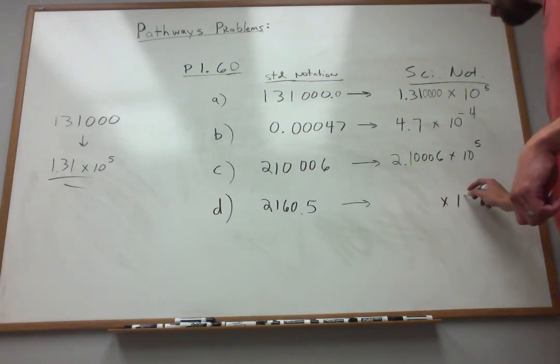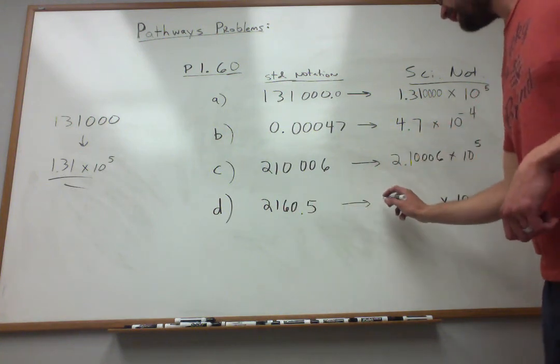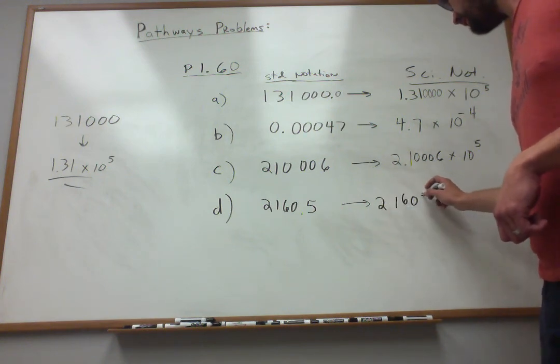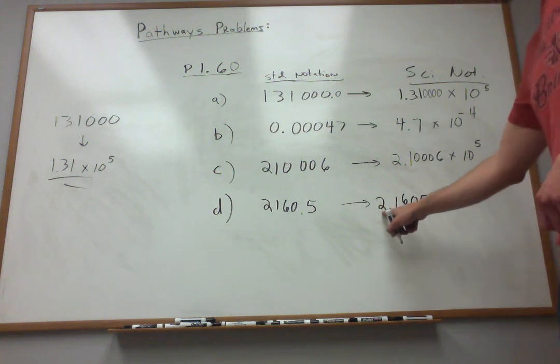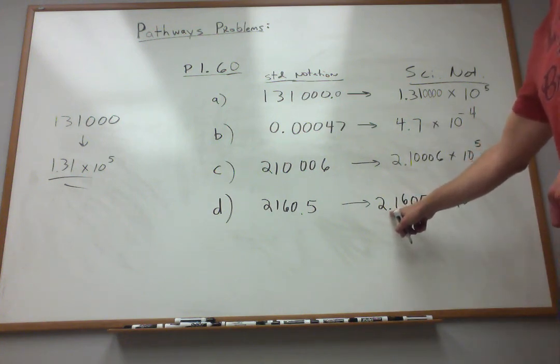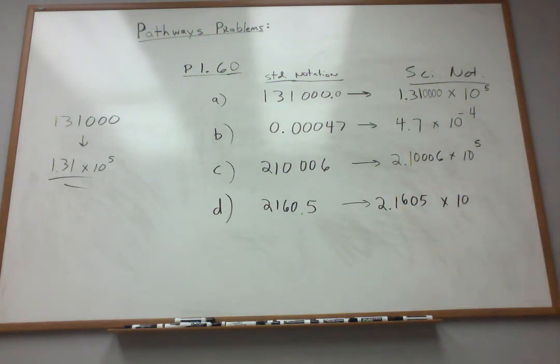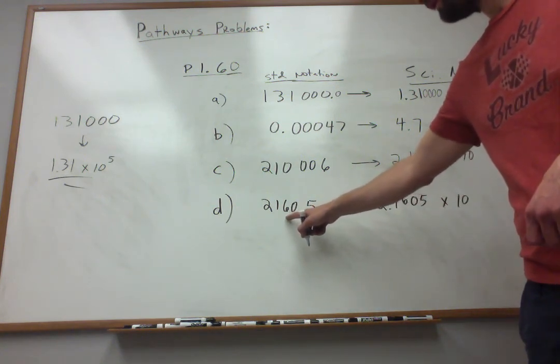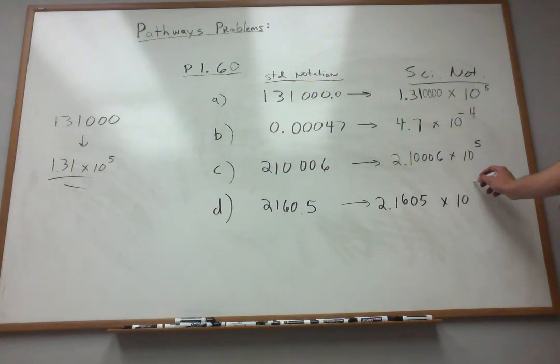Lastly, down here, 2.1605, only one digit to the left of the decimal point. That's standard for scientific notation. And to make this work, I've had to move that 1, 2, 3 spots. The number is much greater than 1. Of course, it's over 2,000, so it's going to be a positive exponent. This is converting into scientific notation from standard notation.